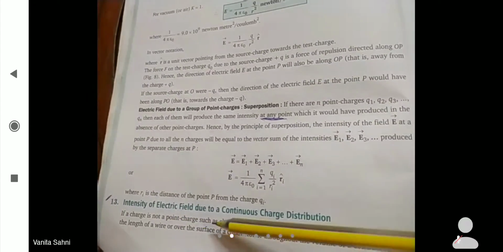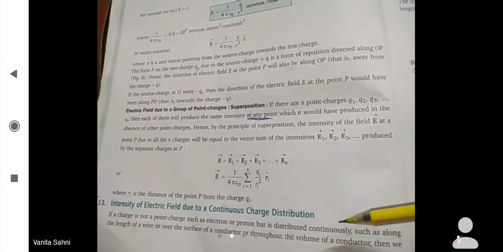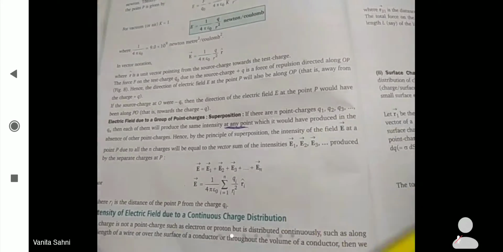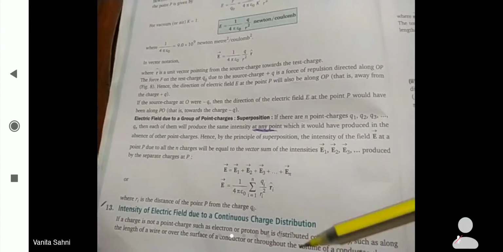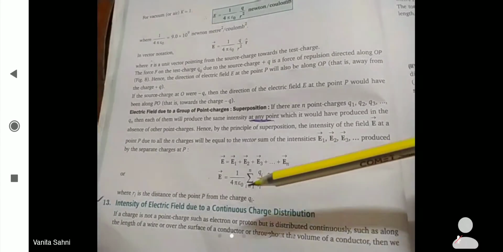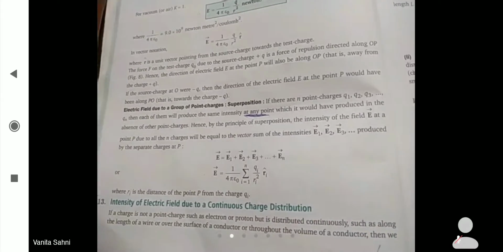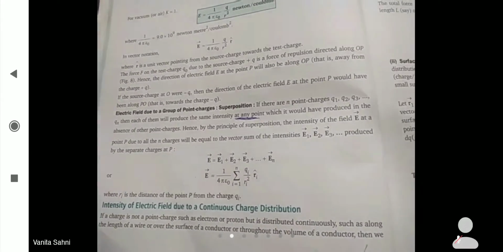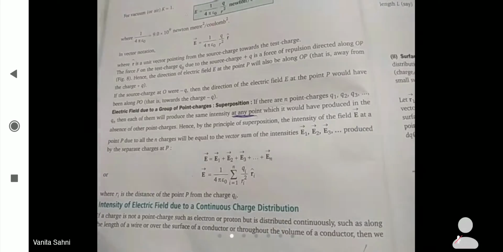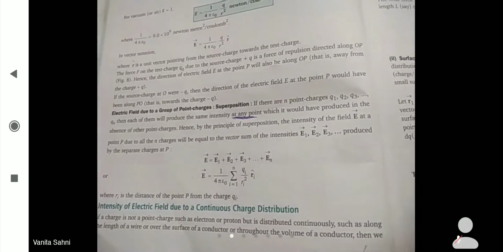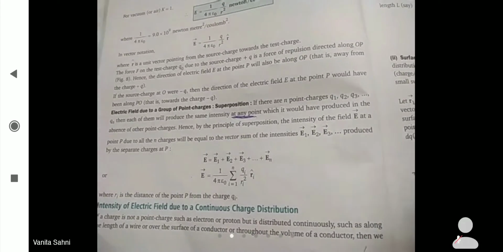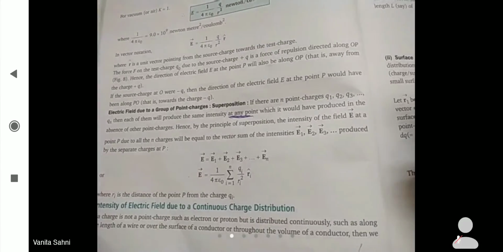Intensity of the electric field due to a continuous charge distribution. Now, first of all, before doing this topic, you should understand what a continuous charge distribution is. Earlier, you have studied in this chapter that force acts between two charges, how the force acts, and what is the electric field intensity of a point charge.